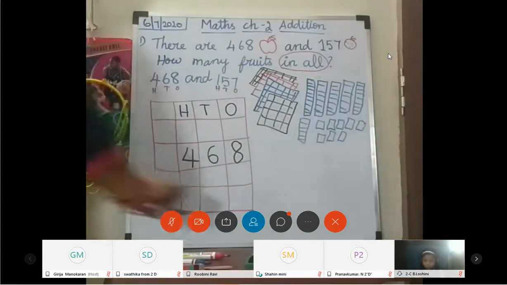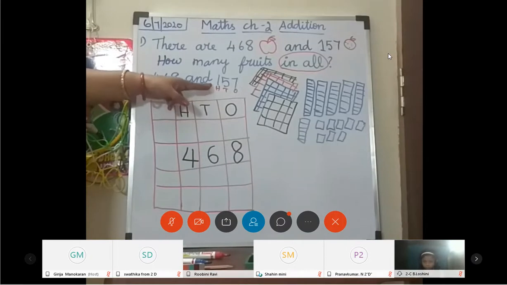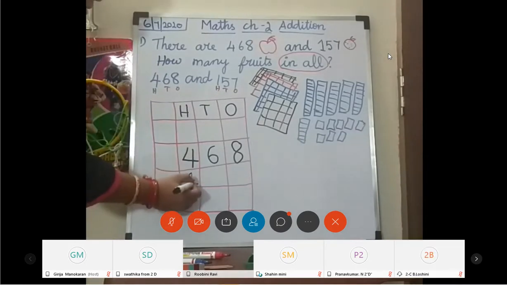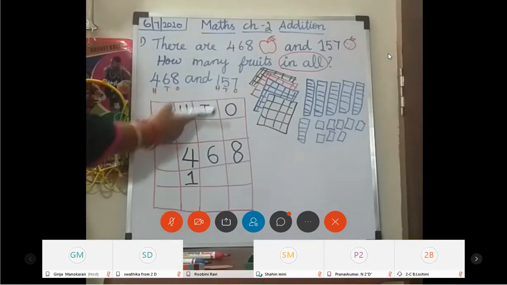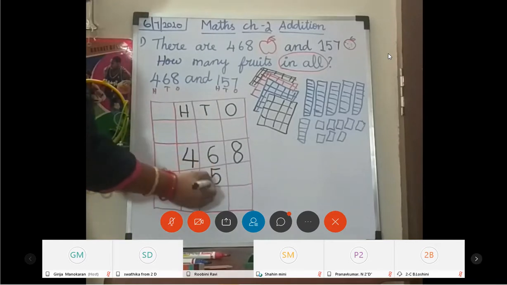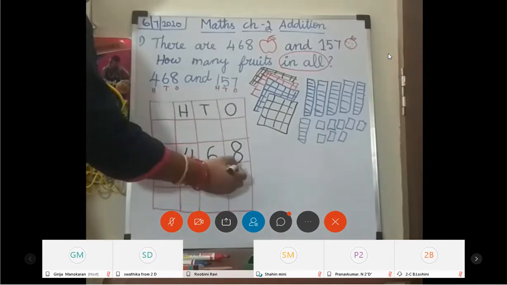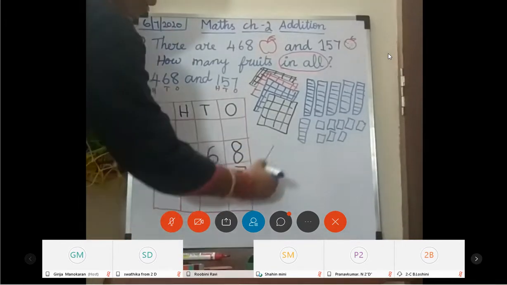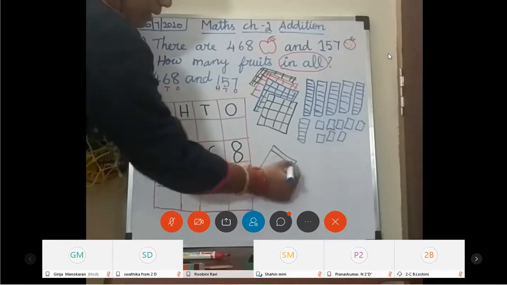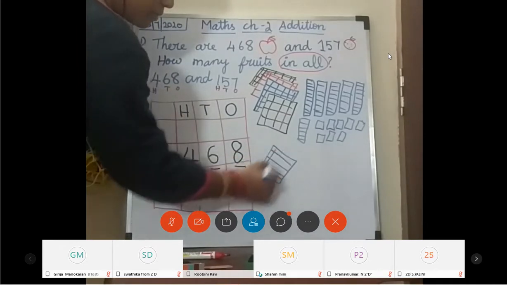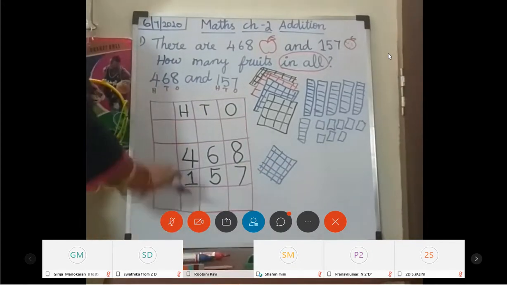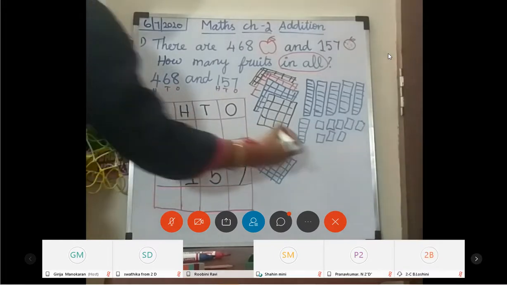Now, the next number. What is the next number? 157. So 1 should come in the hundreds room. 5 should come to the tens room. 5 tens, 7 ones. Shall we draw now? 100. The board is very small, so I couldn't draw a bigger size. But just with that, 5 tens.